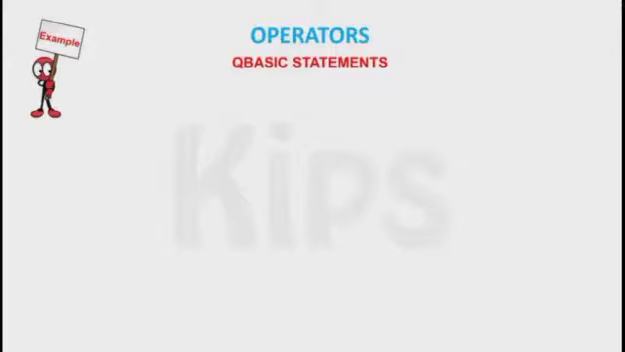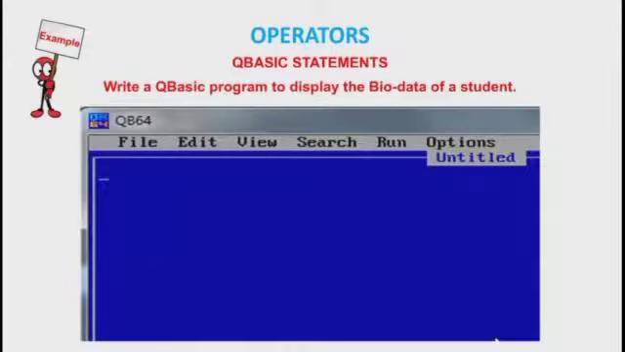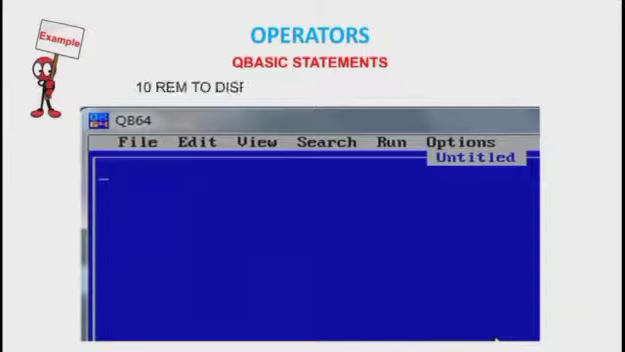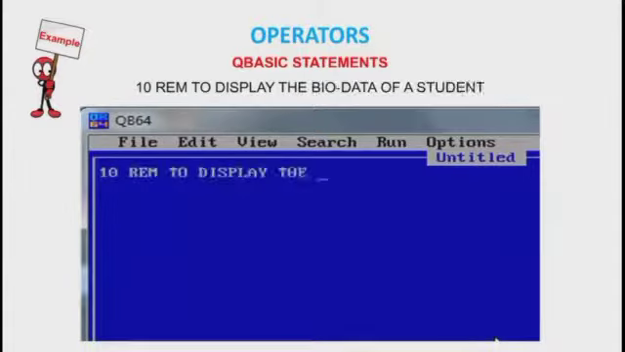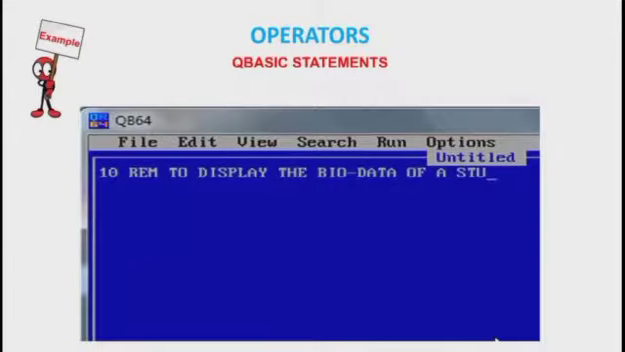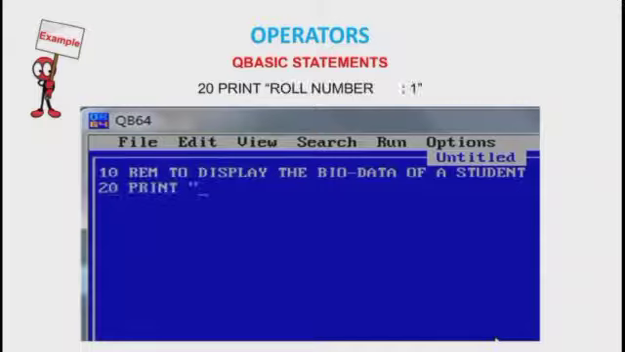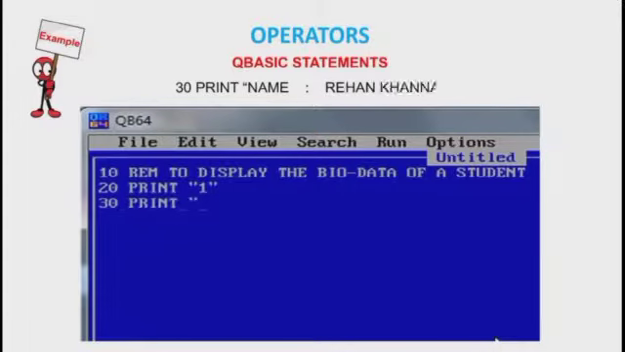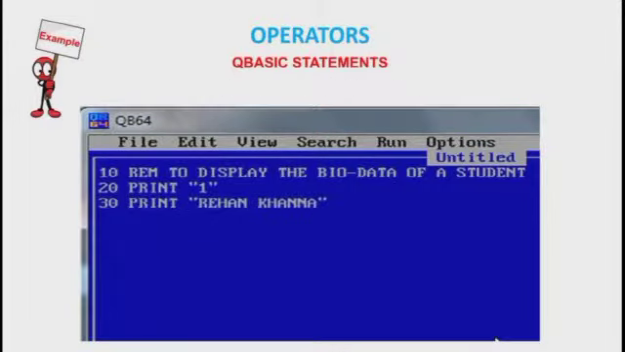Example: write a QBasic program to display the biodata of a student. 10 REM to display the biodata of student. 20 PRINT in double quotes roll number, semicolon, 1, double quotes complete. 30 PRINT in double quotes name, semicolon, Rehan Khanna, double quotes complete. 40 PRINT in double quotes class, semicolon, 6A, double quotes complete. 50 END.